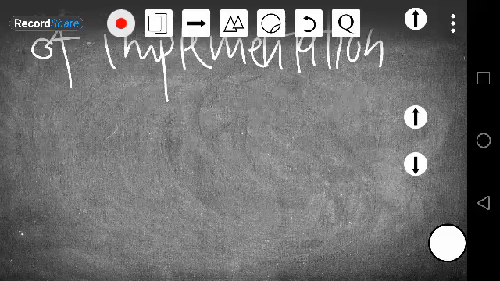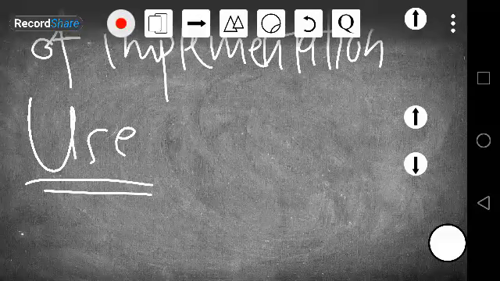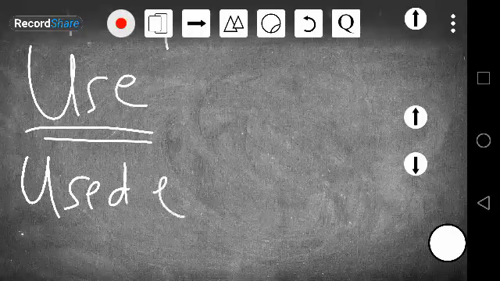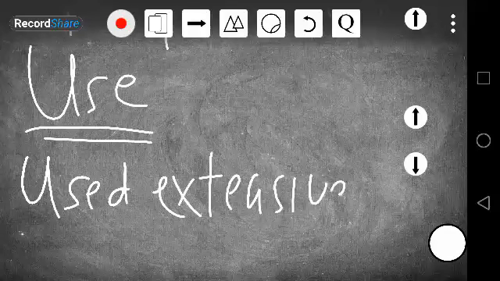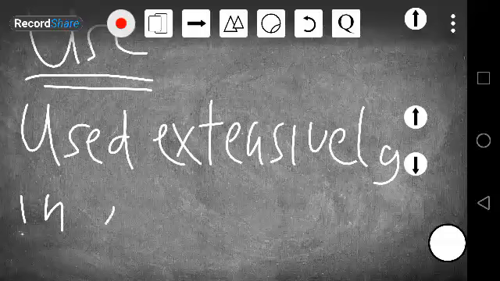Now let's look at use. Where are these mainly used? Okay, these types of architecture are mainly used extensively in embedded systems.